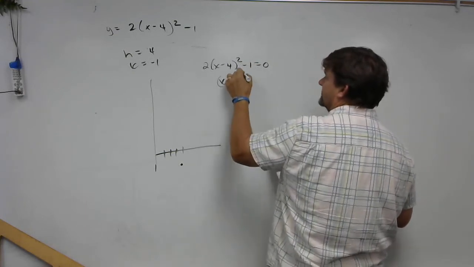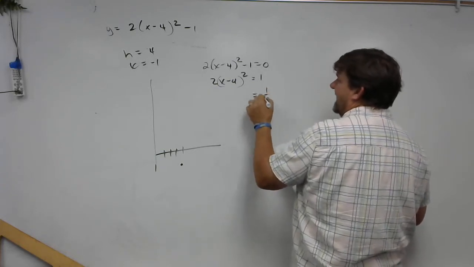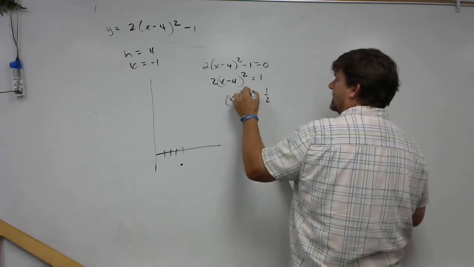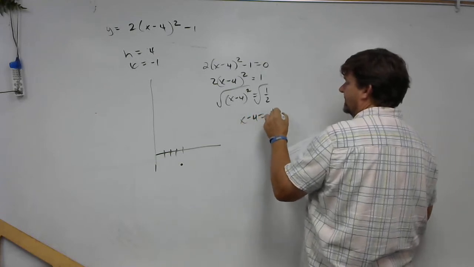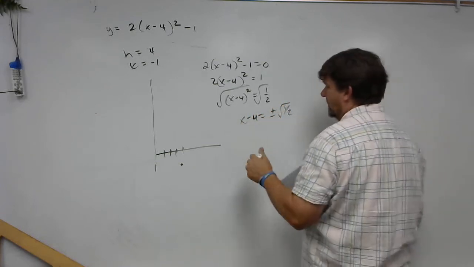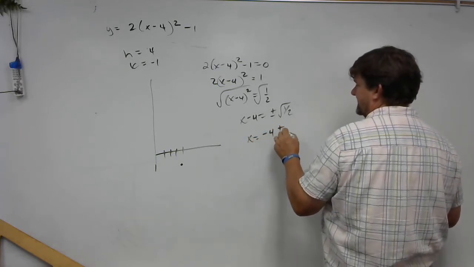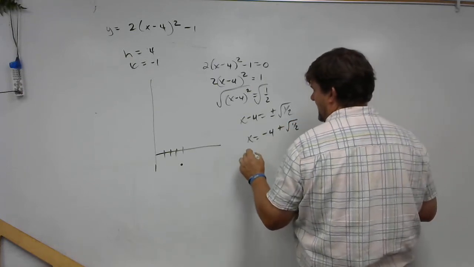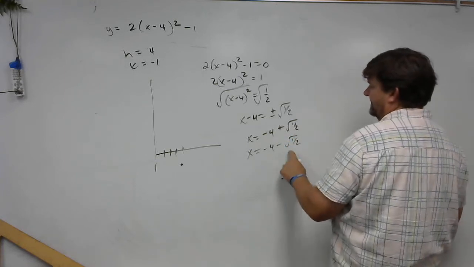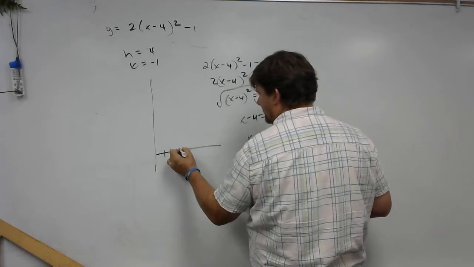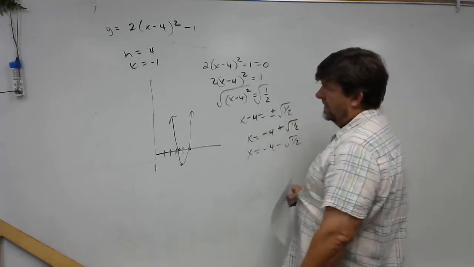x minus 4 squared equals 1. Divide both sides by 2 gives me 1/2 times x minus 4 squared. Take the square root of both sides. x minus 4 equals plus or minus the square root of 1/2, which is a really small number. So now I get x equals 4 plus the square root of 1/2, and then x equals 4 minus the square root of 1/2. That's going to be a little bit bigger than 4, and that's going to be a little bit smaller than 4, so it's really super tiny. And there's my graph. So that's how you tackle those.